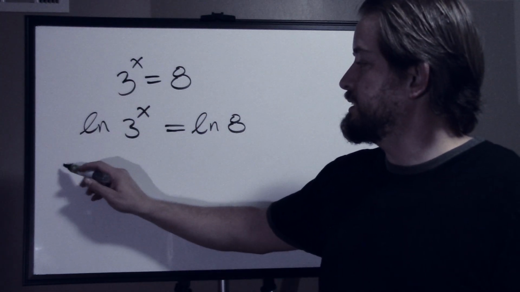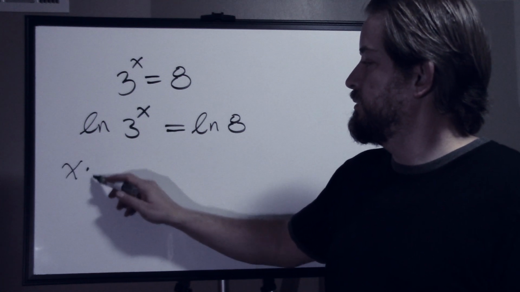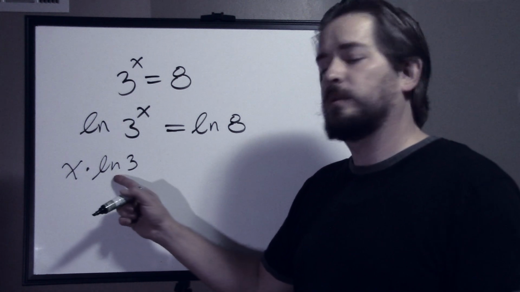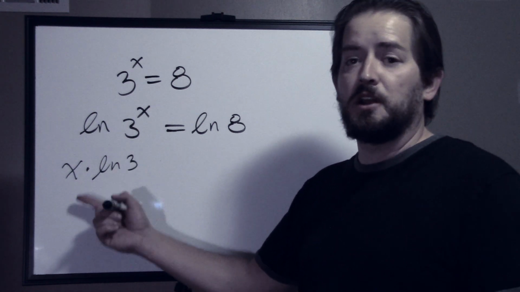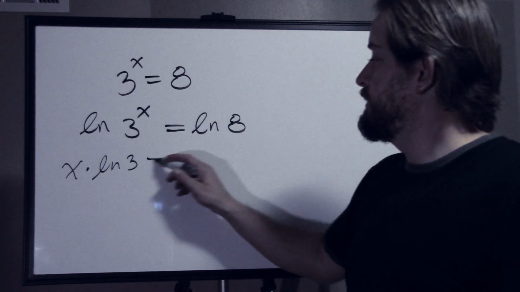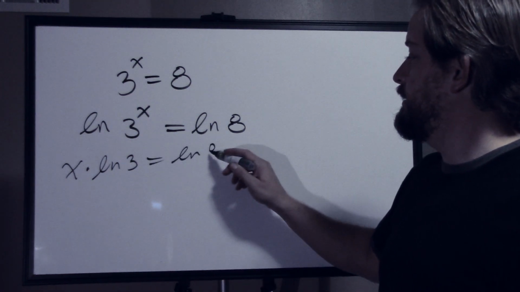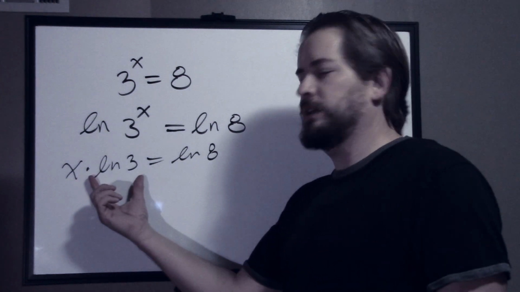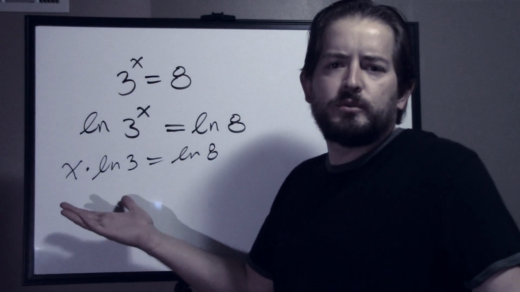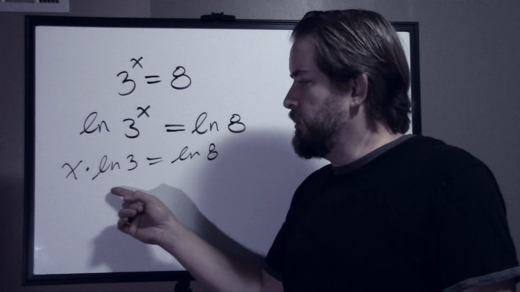So that's the nice part of this, is that now I have x multiplied by the natural log of 3. x is not in an exponent anymore. It's hanging out here as a multiplier. This is equal to the natural log of 8. But the natural log of 3 is just a number, right? I don't know what it is, 1.2 something maybe, but it's a number.